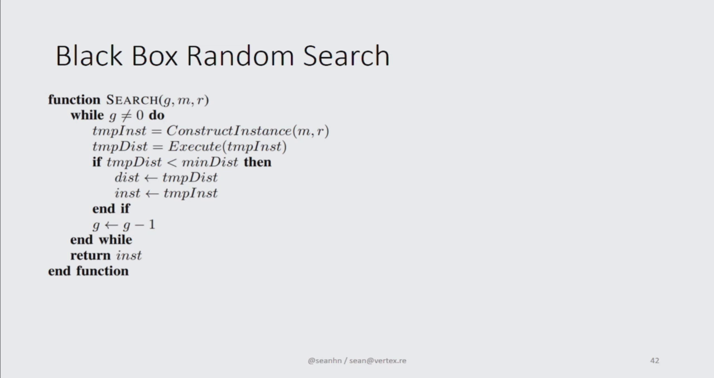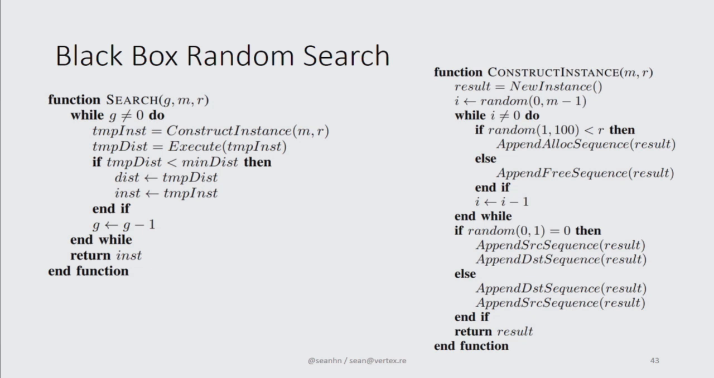The construct instance function is, again, another random function which constructs solutions by randomly deciding, on this line here, how long the solution is going to be, and then randomly deciding whether it wants to do an allocation or a free until it gets to the end of the solution construction, then returns it. Again, key point here, everything in this is purely random. We're learning nothing between solutions.